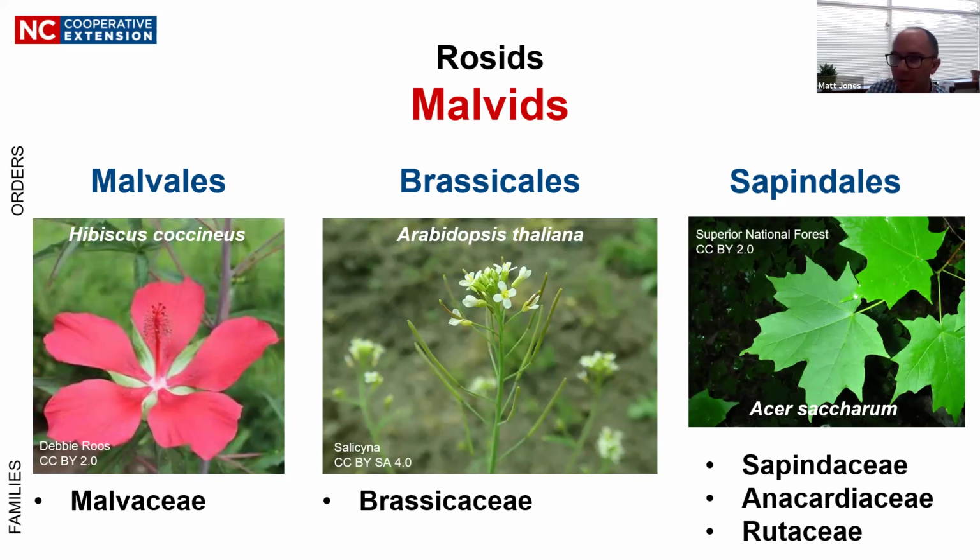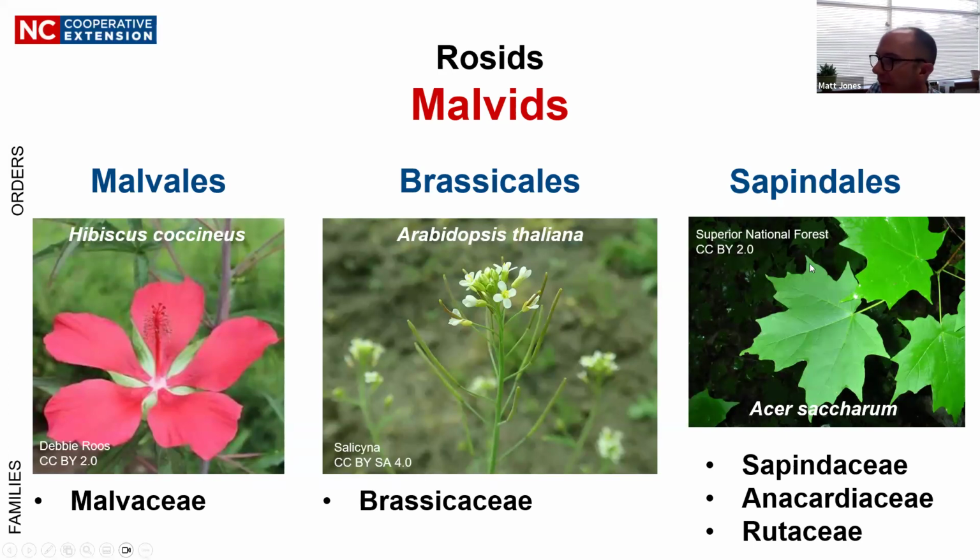Often early successional species, kind of weedy species. And many important vegetable crops come from this family. So radish, broccoli, cabbage, canola, mustards, turnips, Brussels sprouts, kales, all of those are in this family.